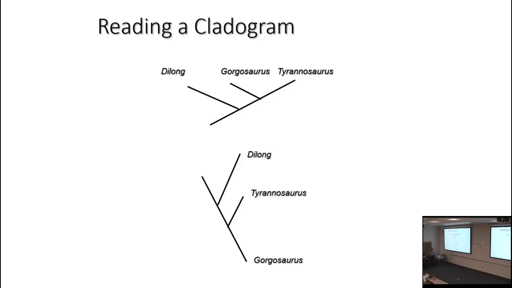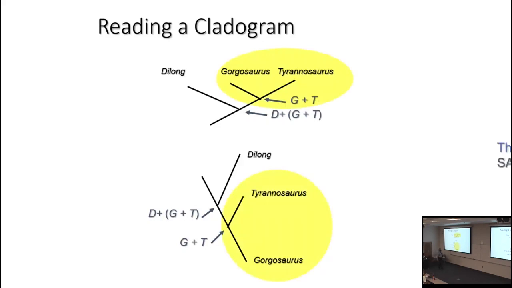And what does it say? Well, this one has the group of G and T. This one also has the group of G and T. That one has the group of D plus G and T. That one also has the group of D plus G and T. And I've now highlighted the G and T group with yellow. These are the same cladogram.